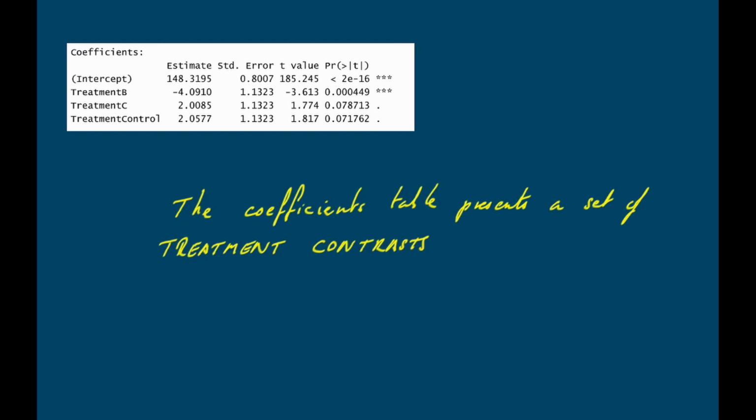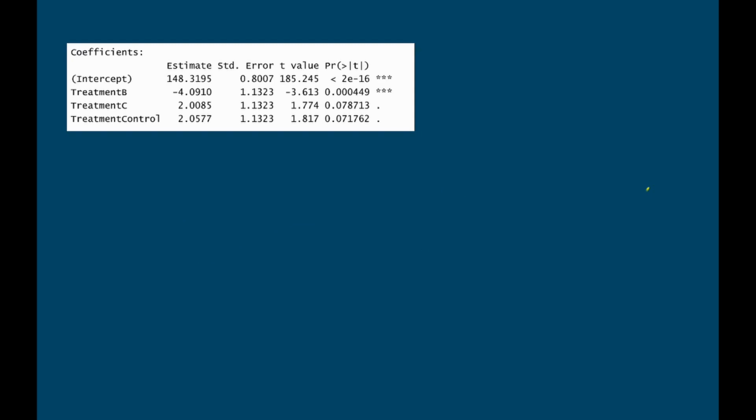And once you understand what these treatment contrasts are and how they're working, you can use them to interpret the output of your model. So let's go through this. These are the treatment contrasts, or the coefficients table for our single factor ANOVA, and at the top we've got a line that says intercept, and again, you're fitting an ANOVA.